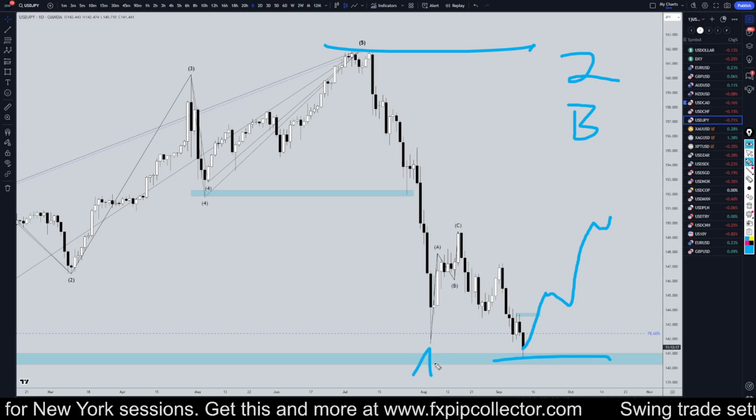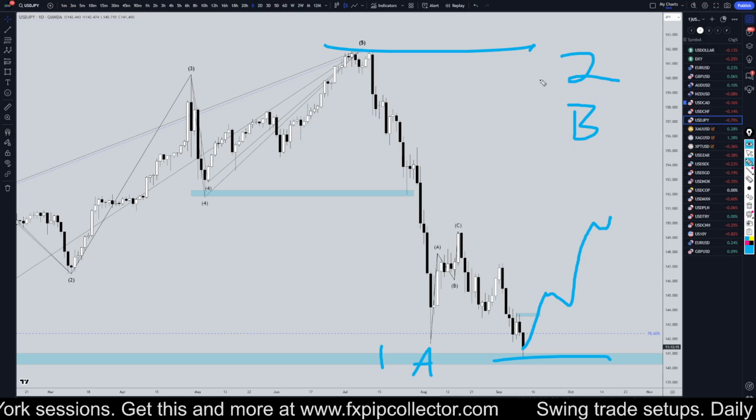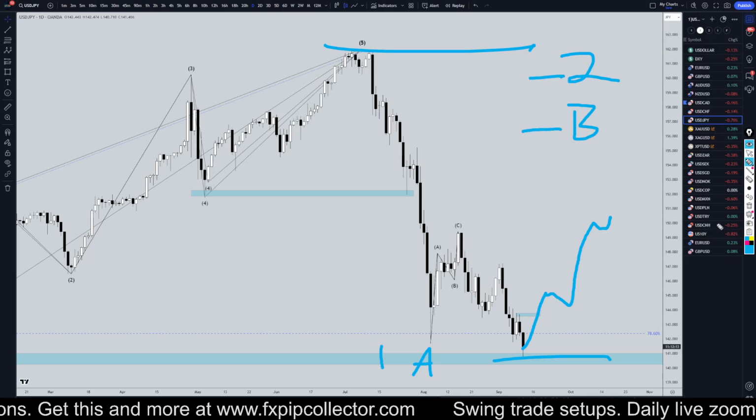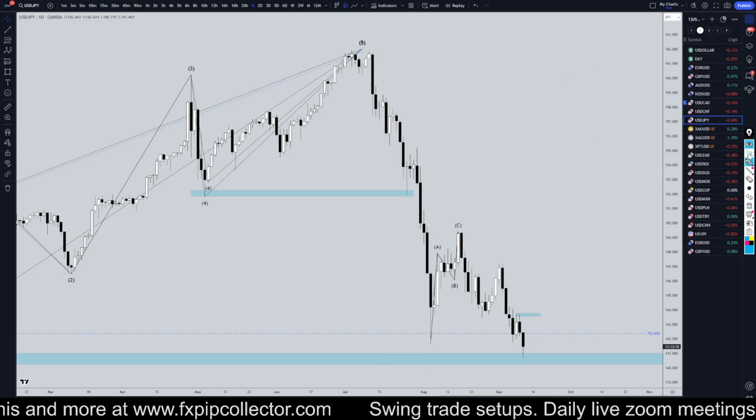Like I said, this is either a wave A or wave 1. The next move should be either up for a wave 2 or up for a wave B. Trading strategy is exactly the same for either scenario.